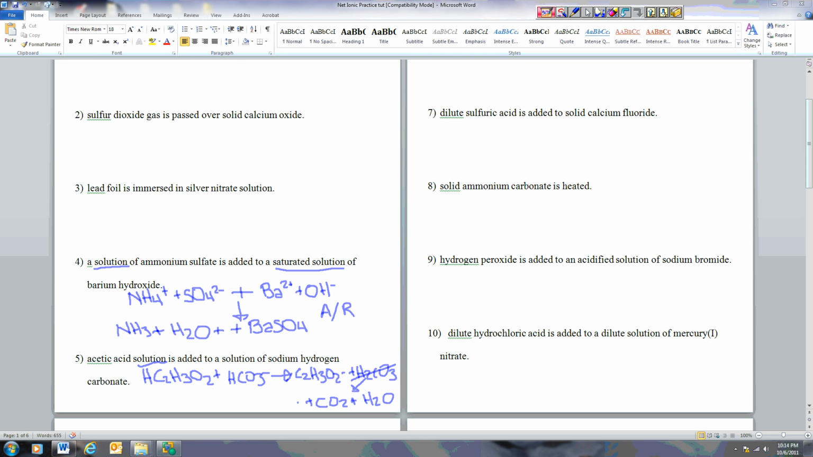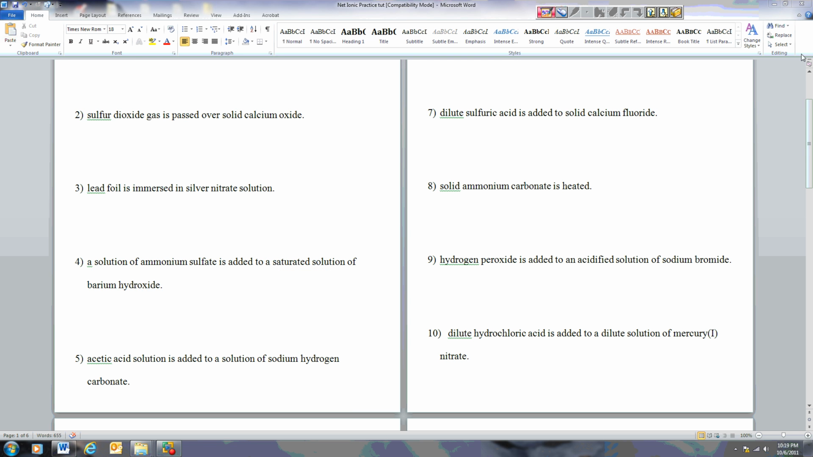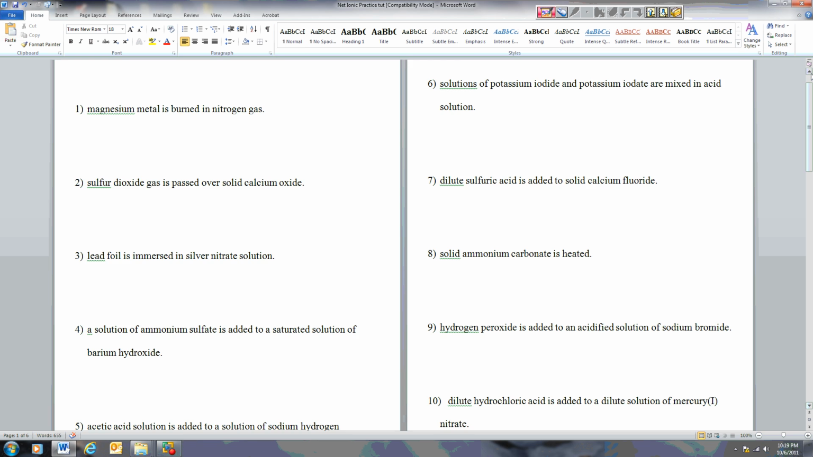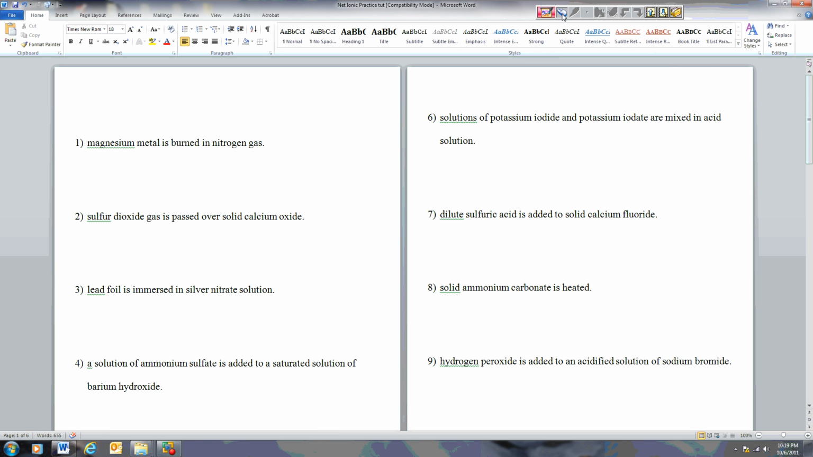Alright, let's do a couple more questions to see if we understand the concept. So we're going to go up here and we're going to do the one involving potassium iodide and potassium iodate. Alright, solutions of potassium iodide. There's the key word, solutions. So I know I can break them apart. Now potassium, like I said, group 1, if it's a solution, just get rid of it and make your life easier. So I'm just going to write I minus.